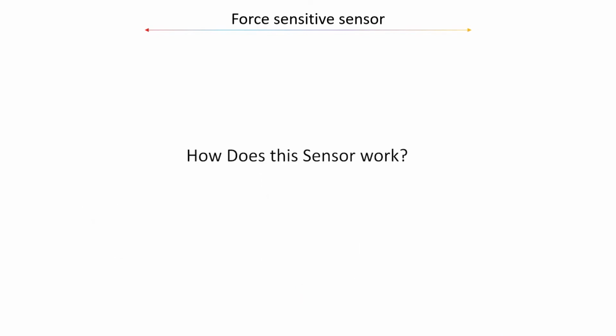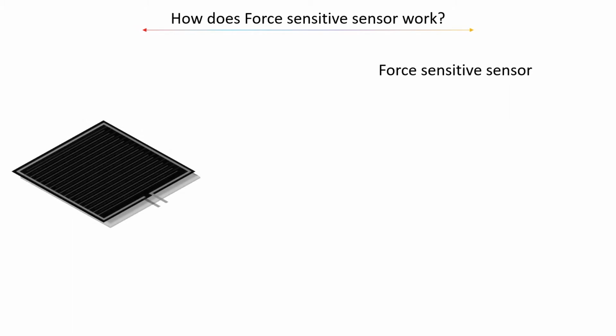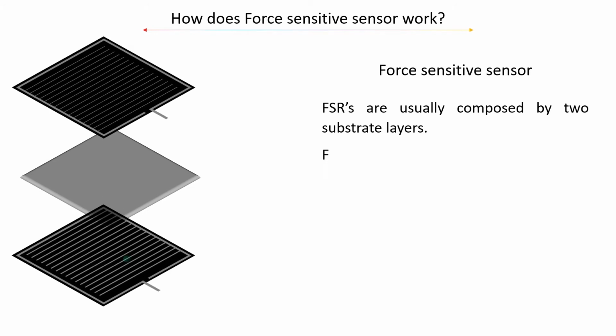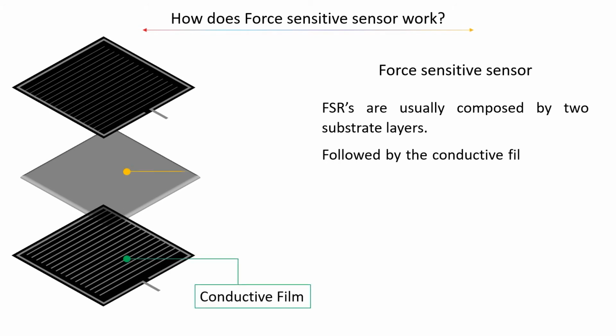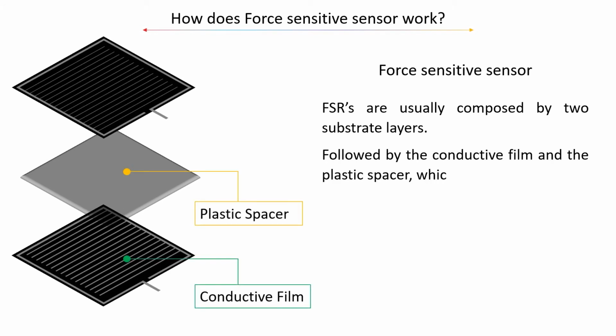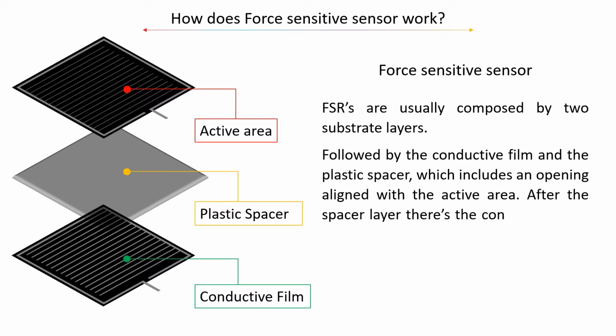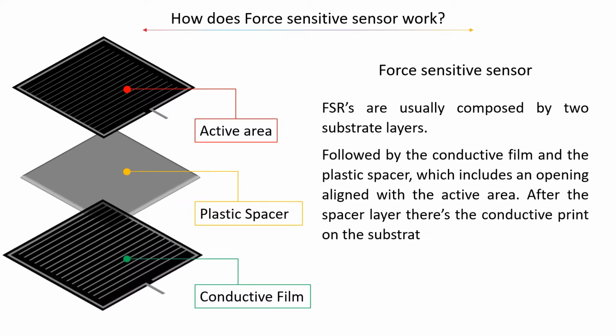How does this sensor work? Force-sensitive resistors, or FSRs, are usually composed of 2 substrate layers, followed by the conductive film and the plastic spacer, which includes an opening aligned with the active area. After the spacer layer, there is the conductive print on the substrate.